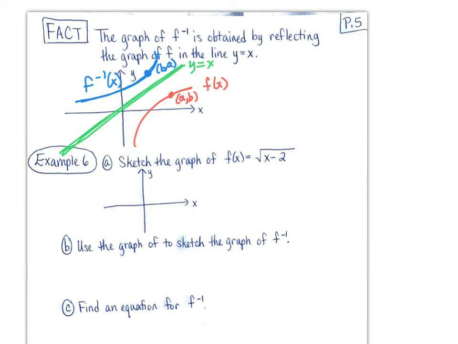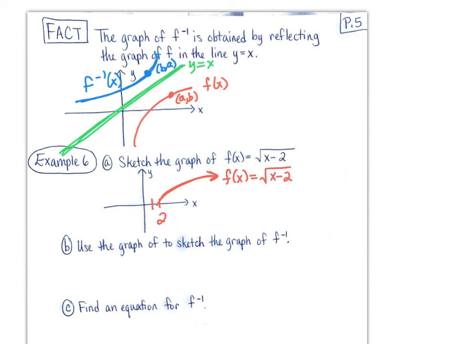Now we're going to go through an example where we apply this idea. In part A, we want to sketch the graph of f of x equals the square root of x minus 2. What does this do to the graph of the square root of x? It shifts it right by 2. Good. So we have 2 here, and that's our graph. This is the graph of f of x equals the square root of x minus 2.